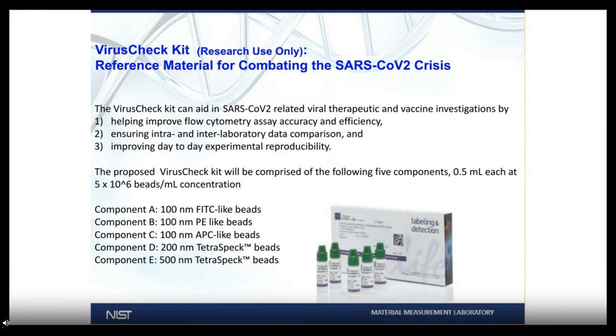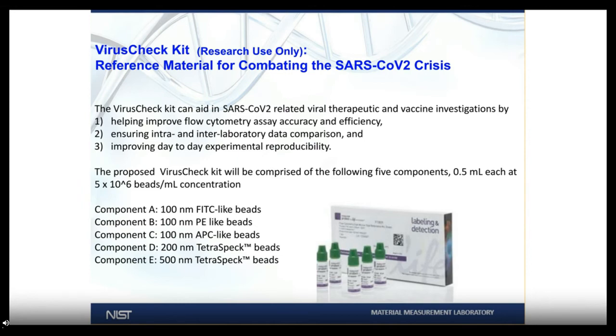So as I said at the beginning, the first nanometer-sized particles that we'll be looking at is part of the virus check kit from Thermo Fisher. And this kit is meant to aid in the development of viral therapeutic and vaccine investigations by helping to improve flow cytometry assay accuracy and efficiency, ensure intra and inter-laboratory data comparison, and to improve day-to-day reproducibility.